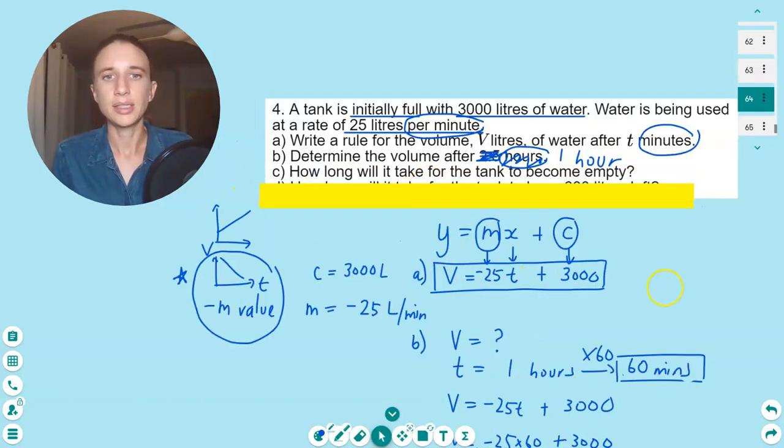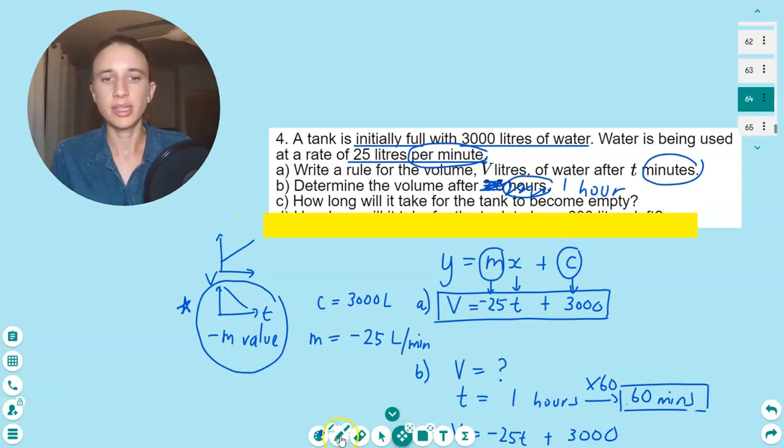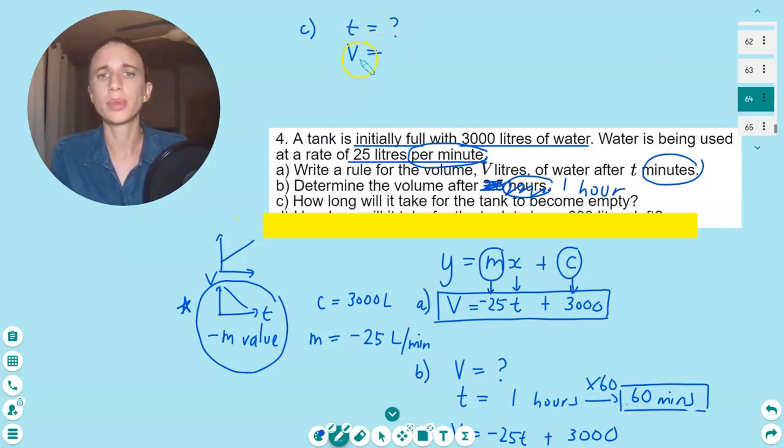Okay, part C. How long will it take for the tank to become empty? Now, data tables are our best friend. So, how long means we're finding what time is. Will it take for the tank to become empty? Now, think about what volume that is. When is the tank empty? At what volume? There's going to be nothing left, right? It's empty. It's zero. There's nothing left. So that is our little data table.